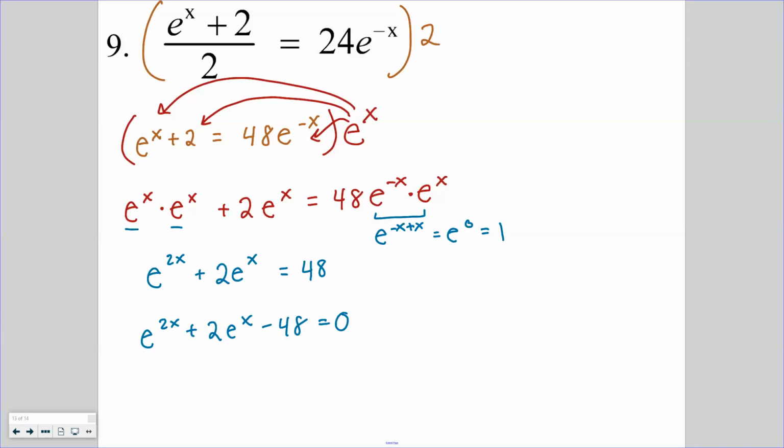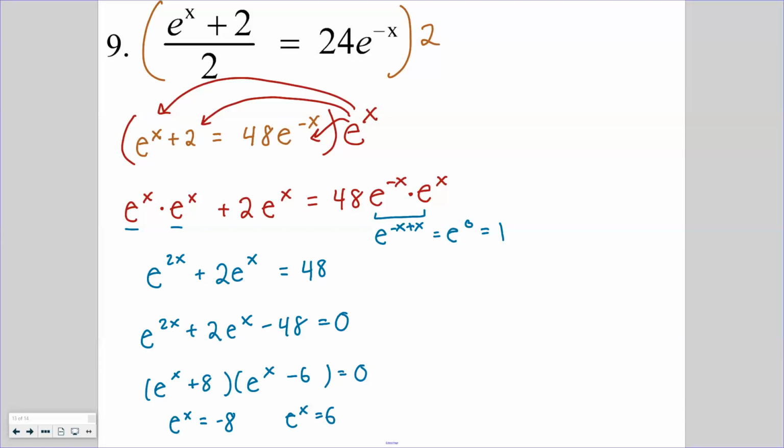So either you could substitute, you could say u is equal to e to the power of x. For the sake of time today, I'm just going to factor this for you. All right, I need two numbers that multiply to negative 48 and add to positive 2. That's going to be 8 and 6. And so we get two options: e to the x is equal to negative 8, or e to the x is equal to 6.